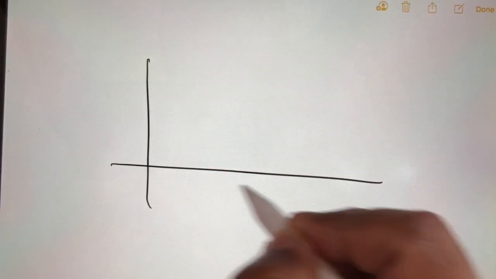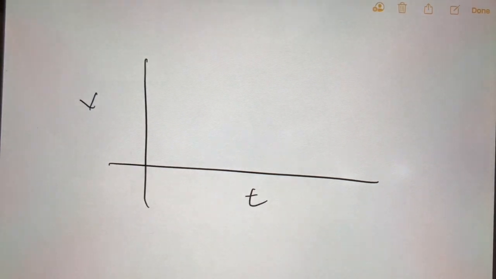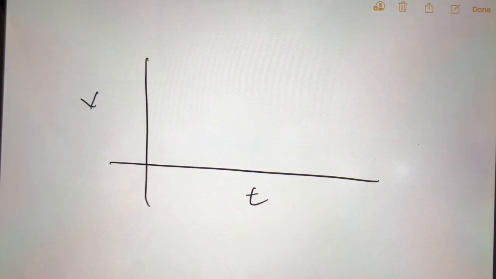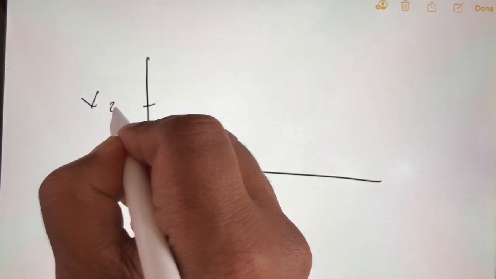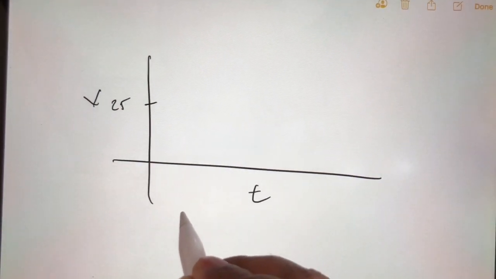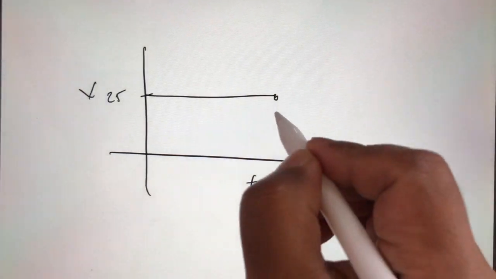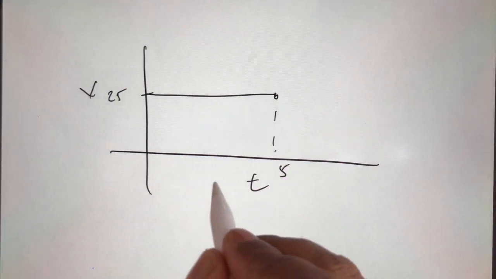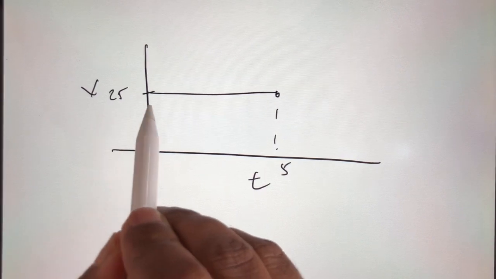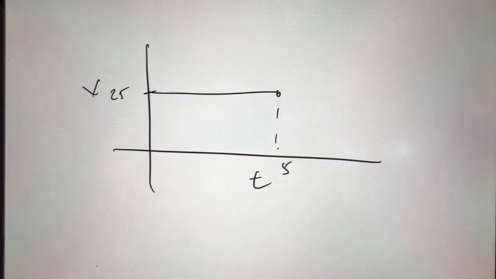If you recall the question, it says a car travels with a uniform velocity of 25 meters per second for 5 seconds. So let's see if we can convey that information now. This is our velocity and this is our time. So the question says the car travels with a uniform velocity of 25 meters per second for 5 seconds. So this is the part that represents the car traveling with uniform velocity of 25 meters per second for 5 seconds.